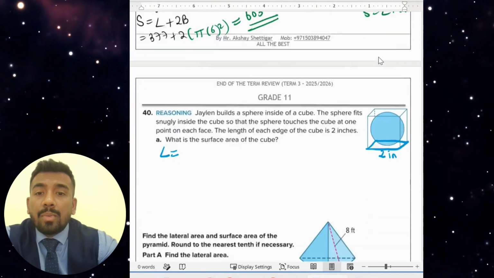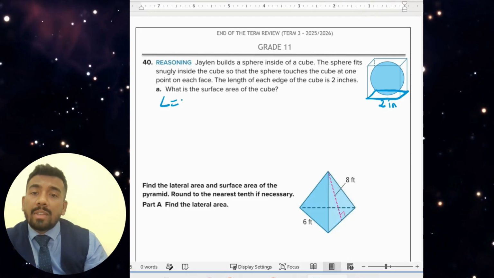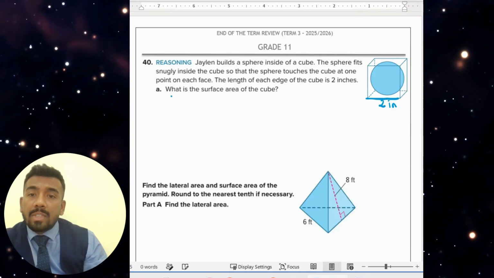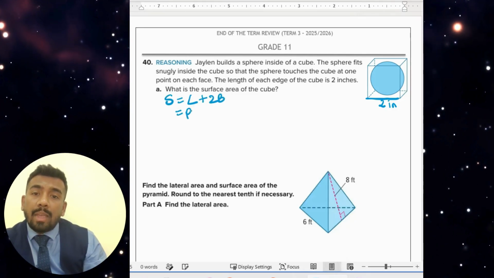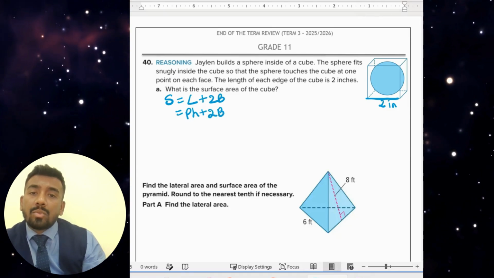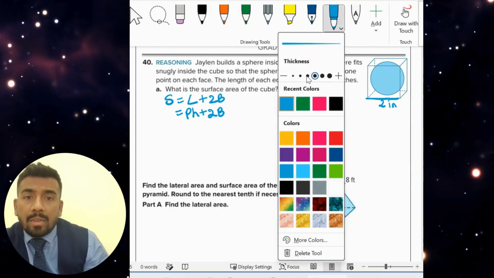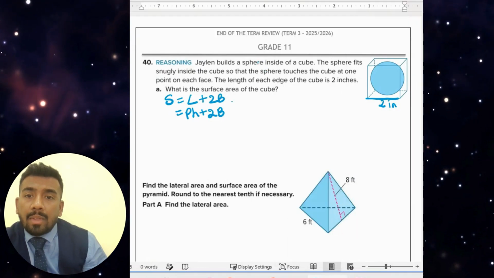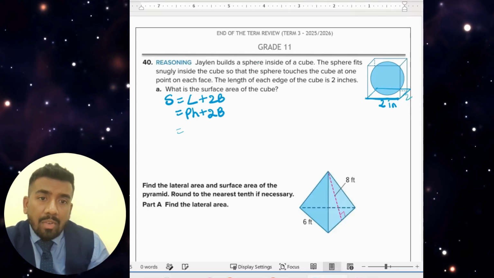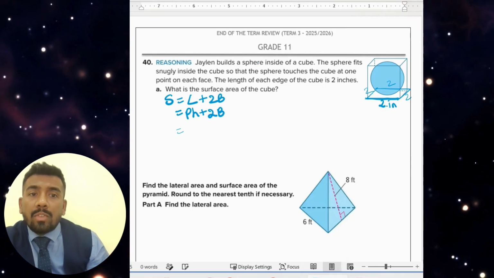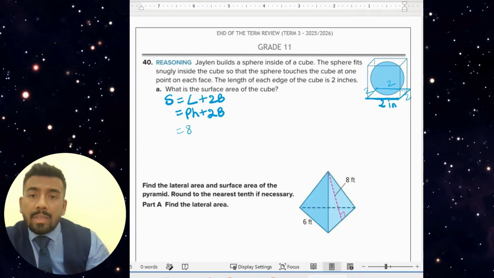Lateral area is PH, but we don't need lateral area, we straight away need surface area. Surface area is L plus 2B. Lateral area was PH, so we put it together: PH times 2 plus 2B. Now what is P? P is the total perimeter. Everywhere it's 2, 2, 2. So the total will be 2 plus 2, 4, 4 plus 2, 6, 6 plus 2, 8. So P is 8.